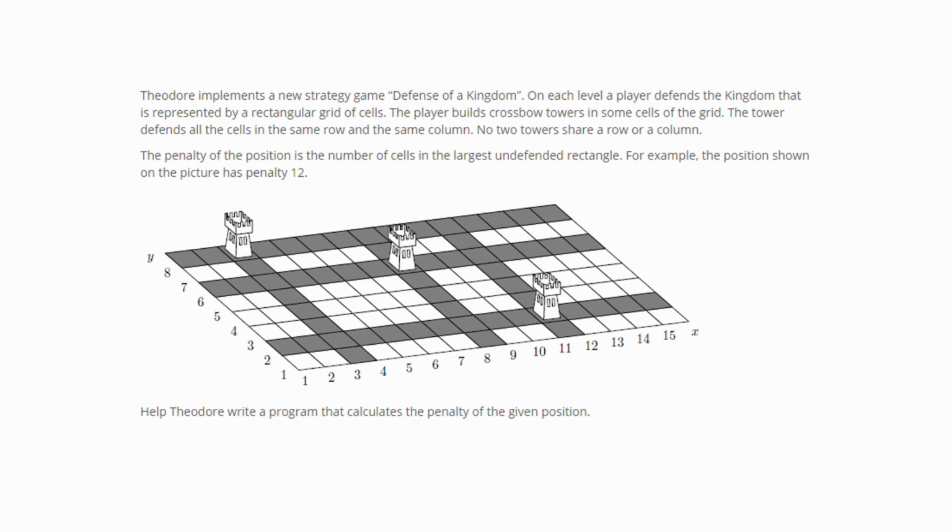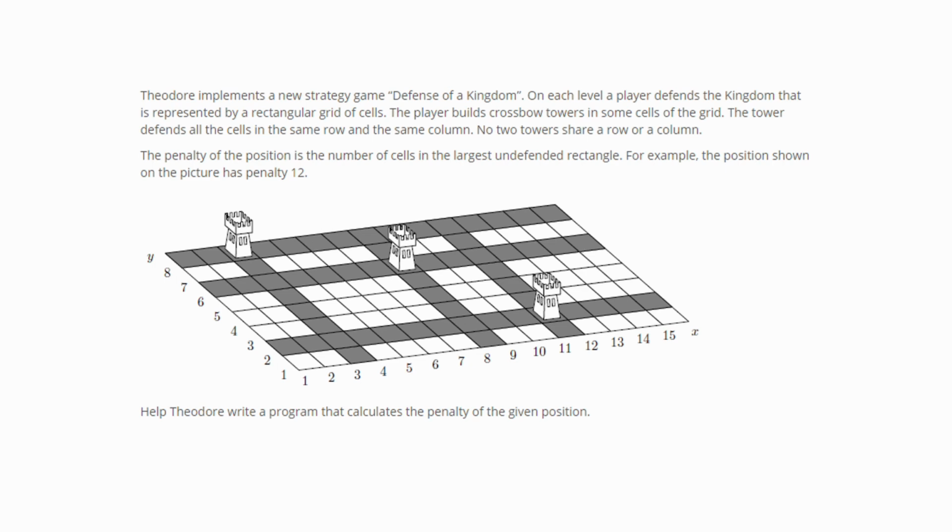Theodore implements a new strategy game, Defense of a Kingdom. On each level, a player defends the kingdom that is represented by a rectangular grid of cells. The player builds crossbow towers in some cells of the grid. The tower defends all the cells in the same row and the same column. No two towers share a row or a column.